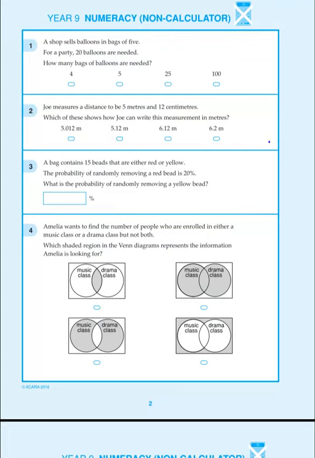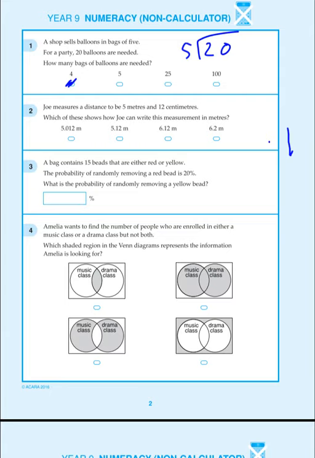Question 1. A shop sells balloons in bags of 5. For a party, 20 balloons are needed. So we needed 5, and there's bags of 5. There's 20 balloons in total that we need. How many bags of balloons are needed? There will be 4 bags because 5 goes into 20 4 times. So that's our answer for that one.